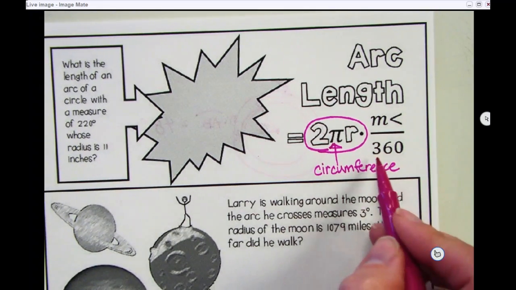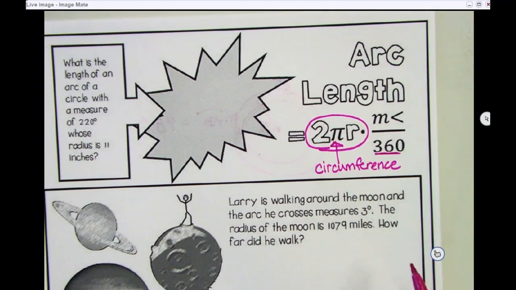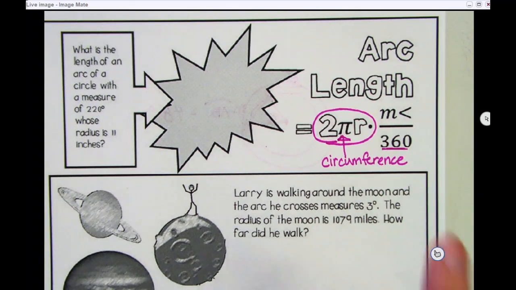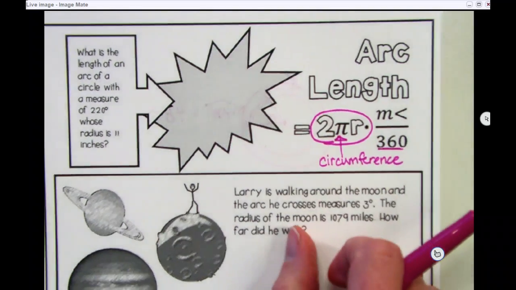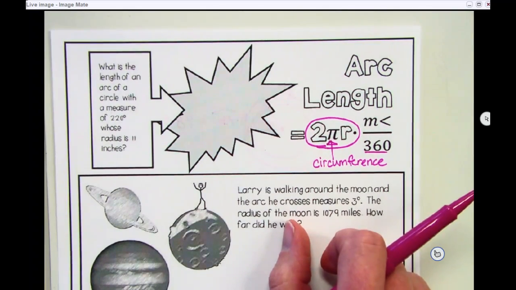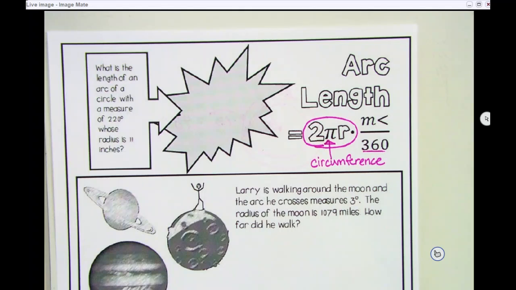And Tyler, I just heard you say 360. Where did 360 come from? The whole circle. Yeah, there are 360 degrees in a circle. So we already know this, and it's just going to add an extra piece. So let's start off with this first question up here.